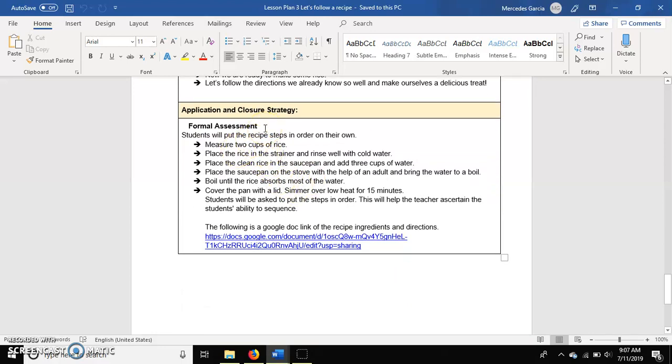The assessment will be formal. The assessment will be that they put the recipe steps in order on their own. And these are the recipe steps, and they should be in order.